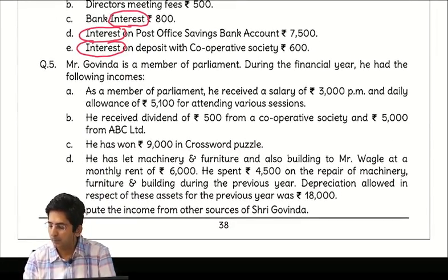Then the next question was question number 5. First, as a member of parliament he got salary and daily allowance. Salary taxable, daily allowance exempt under section 10(17). Then dividend from a cooperative society. See, dividend income is always exempt.